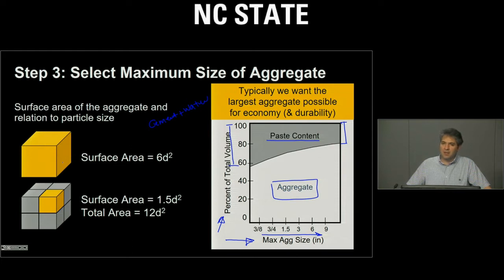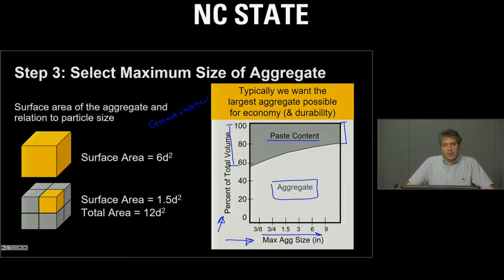Again, paste is made of cement, and it is the most expensive component of the concrete, so we want to make sure that we use less of that for economy. And of course, a lot of the durability problems associated with concrete are associated with the paste phase. For that reason, we want to have as little cement paste inside our concrete as possible.